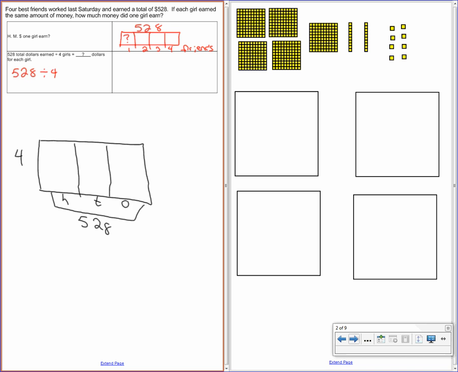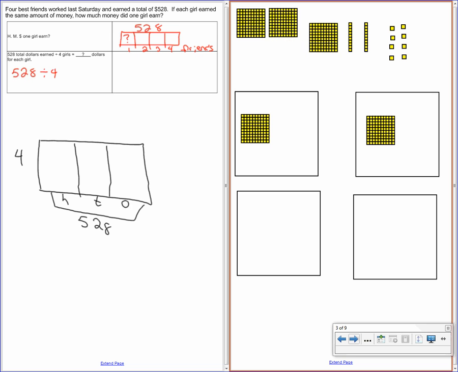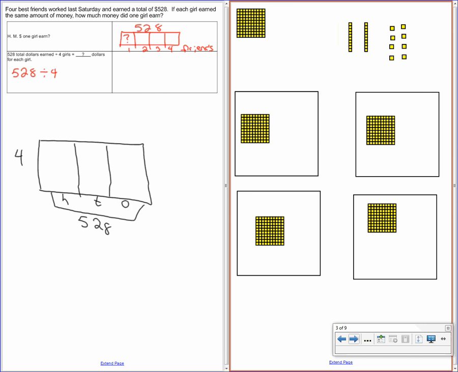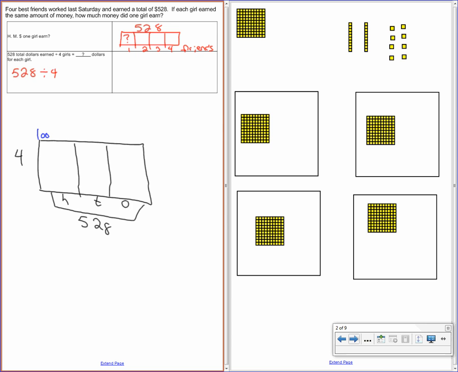Okay. So let's start with our hundreds. I've got 5 hundreds. I want to divide them between 4 groups. So if I give each group 100, how many did I give away? I gave away 400 of them. Well, what if I gave each group 200? It goes 2 here, 2 here, 2 here, 2 here. Oh, I can't do that though. So if I gave each group 200, I would have to have 800 cubes in order to do that, and I don't have 800, I only have 500.